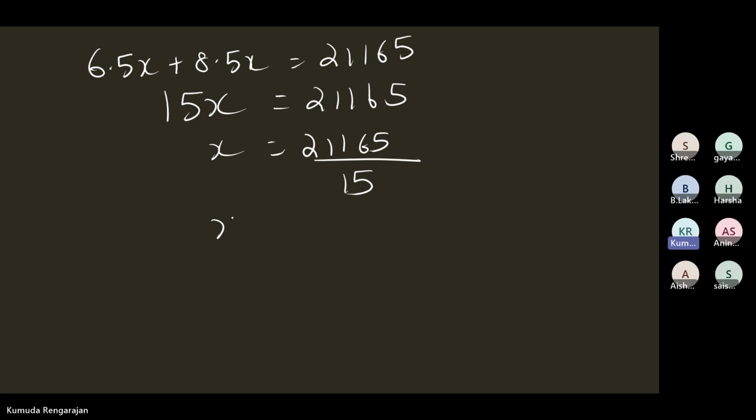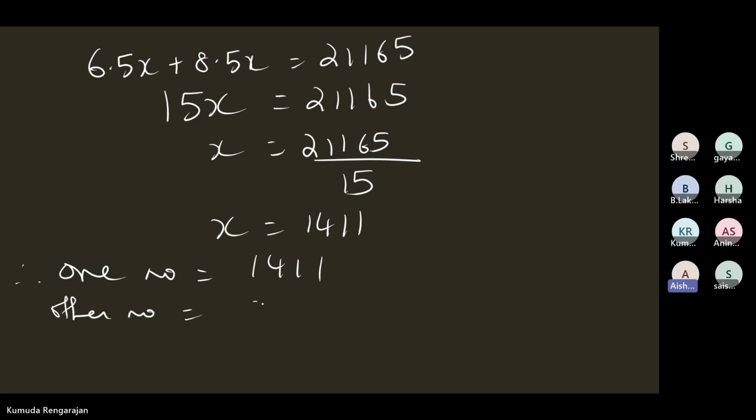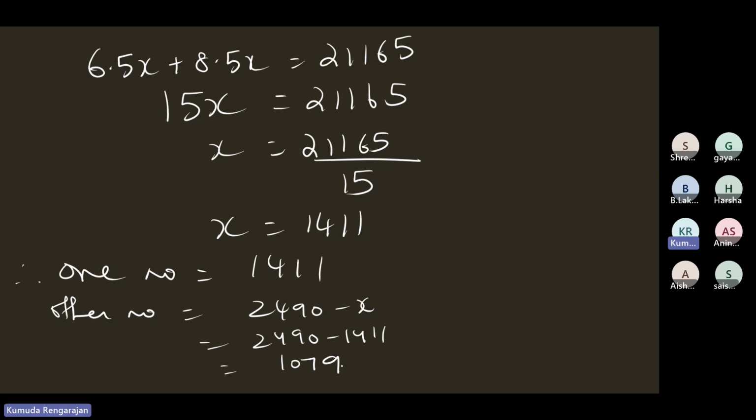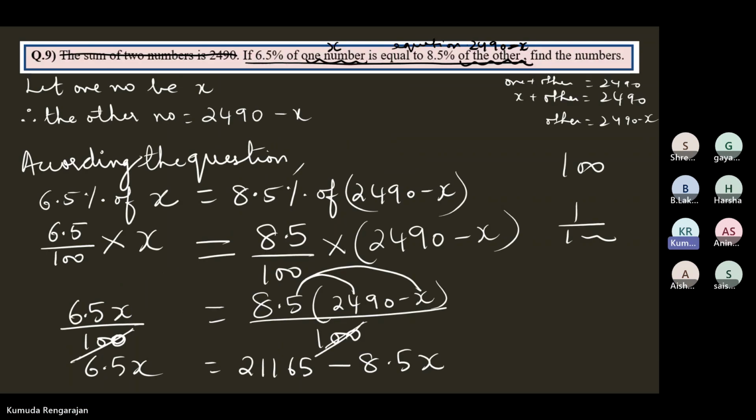Correct. x is equal to 1411. So therefore, one number is equal to 1411, and the other number is equal to 2490 minus x. So 2490 minus 1411, which is equal to 1079. That's great, Aishwarya. Very good. Thank you.